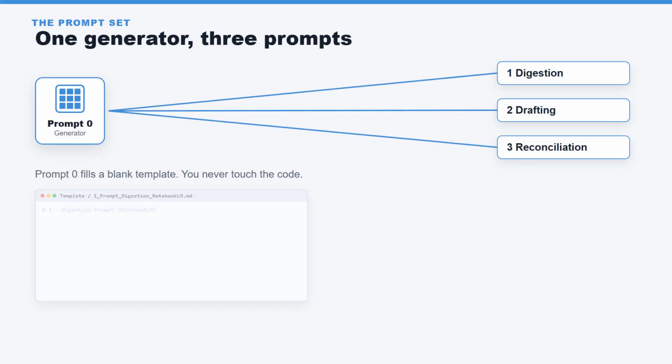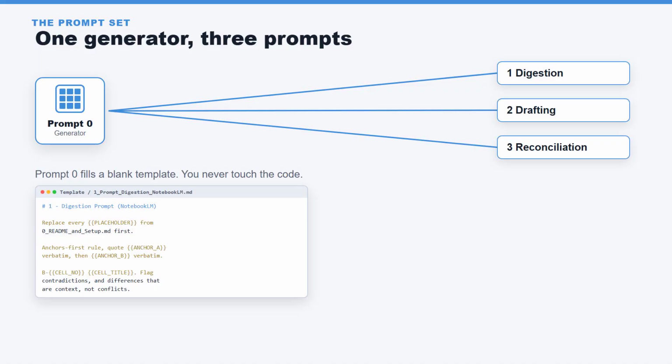Prompt 0 generates the set from a blank template. Prompt 1 digests your sources. Prompt 2 drafts the chapter. Prompt 3 reconciles it against the other chapters. The template is filled by AI, you never touch the code.